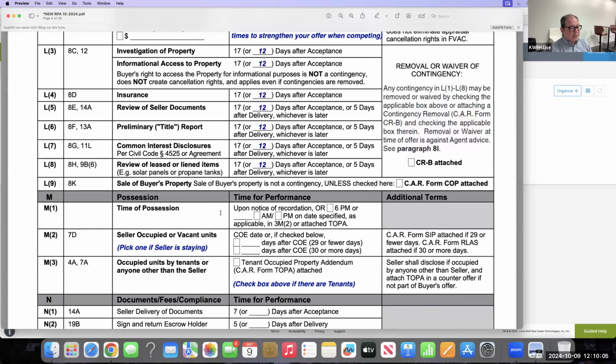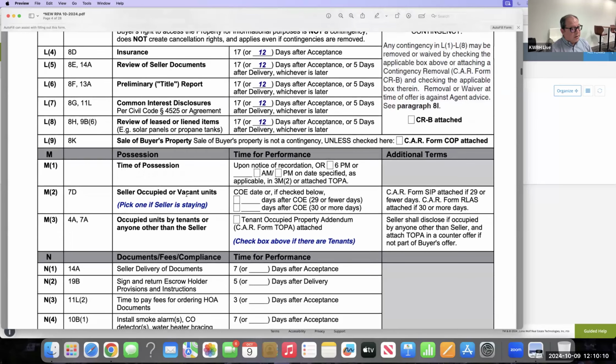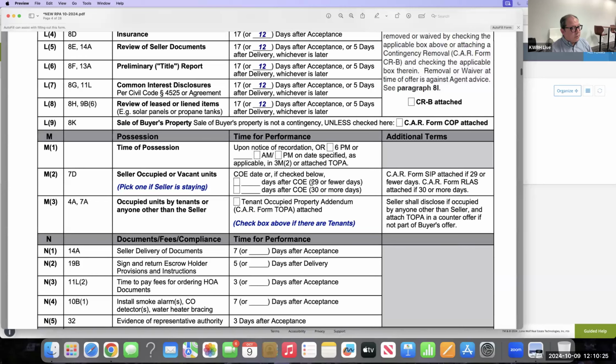Now, what if you're not getting possession at recording? Here's the next paragraph: seller occupied or vacant units. If the seller is gonna stay, we have two options here. Is the seller staying for 29 days or less, or 30 days or more? There's an important distinction between those two, because once someone is in a property for 30 or more days, they are considered a tenant. If it's 29 days or less, we are not creating a tenancy relationship, we are giving a license to remain in possession. It's a license.